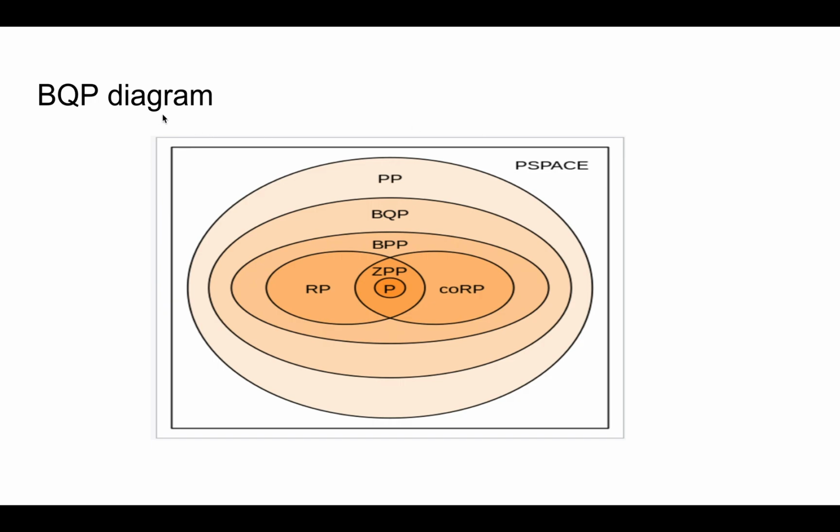Moving on, this is the BQP diagram. It's hierarchical in structure. We see from this diagram that BQP contains the complexity classes BPP, RP, ZPP, P, and coRP. It's important to note that it's contained within PSPACE. We'll explain the theorems in a bit. There are quite a number of theorems to explain for this.